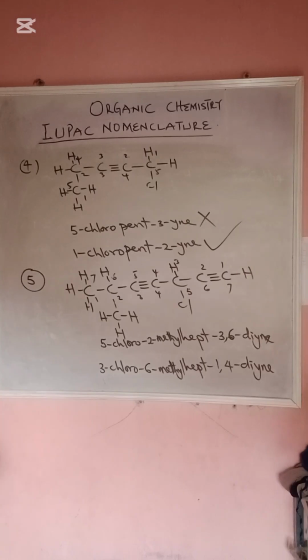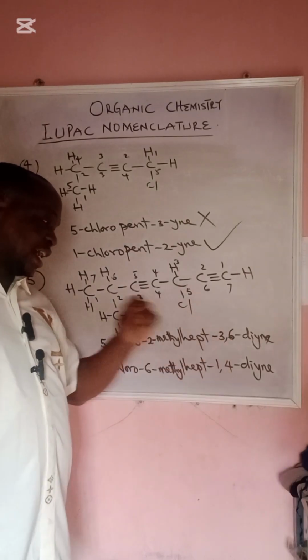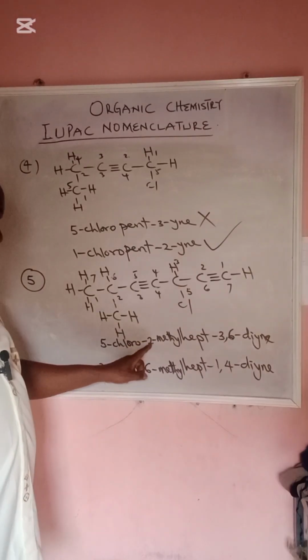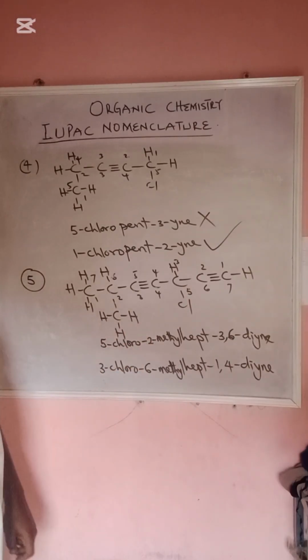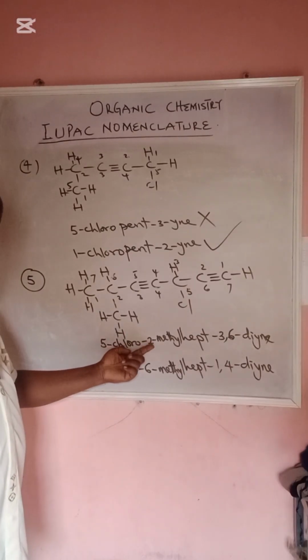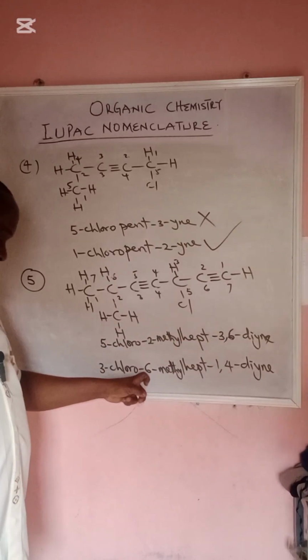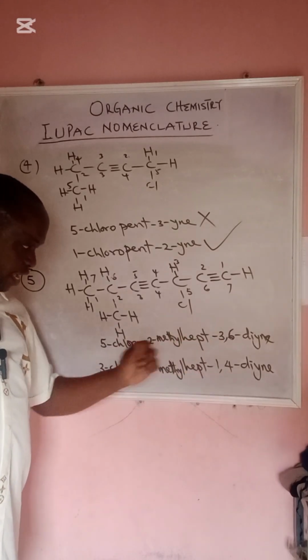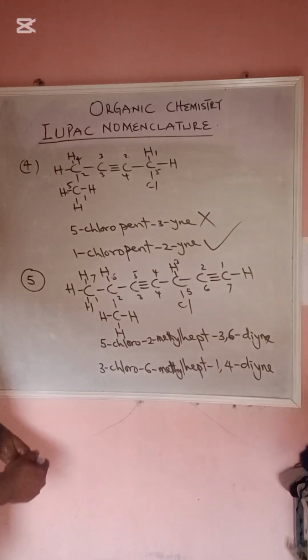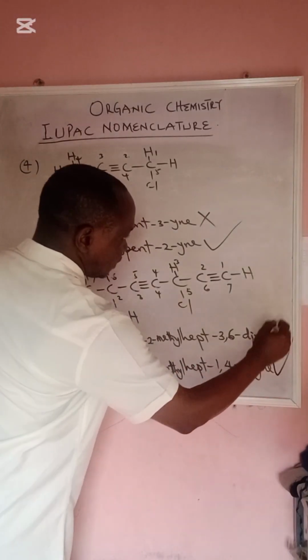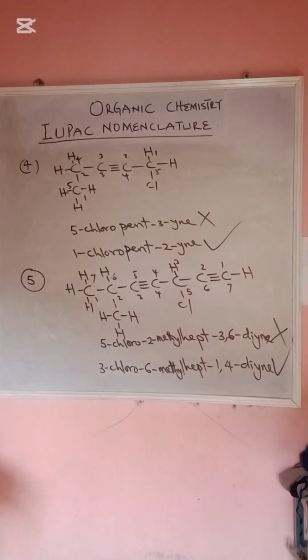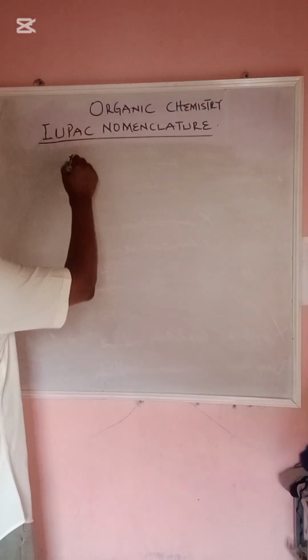So let's see which one is correct. Let's add. This is 16, 7 plus 9, that is 16. This is 9, 10, 14. So this one is correct and this one is wrong. Please take note of that.